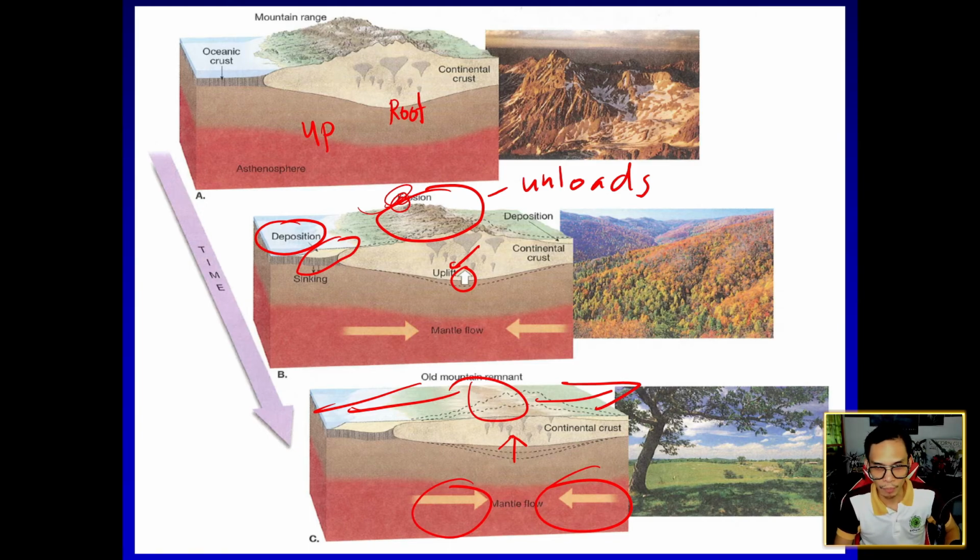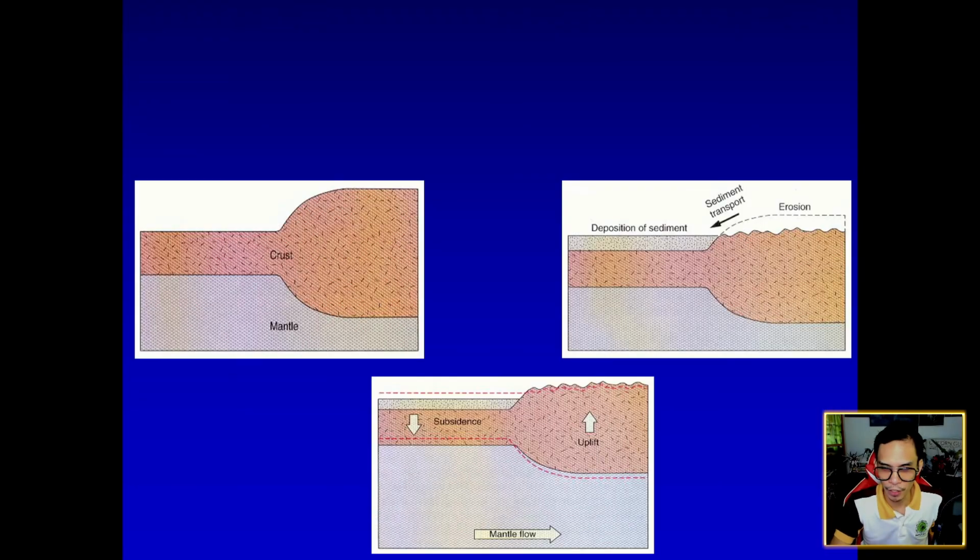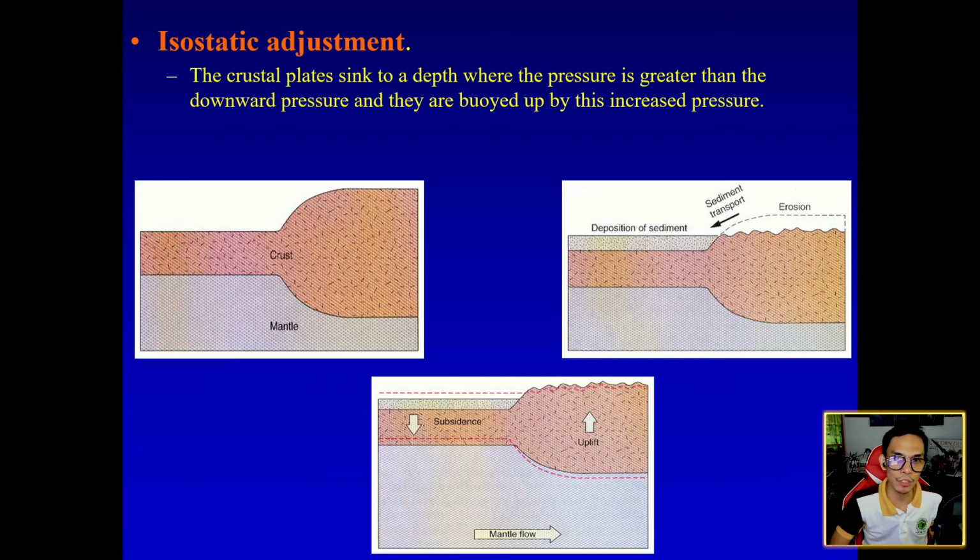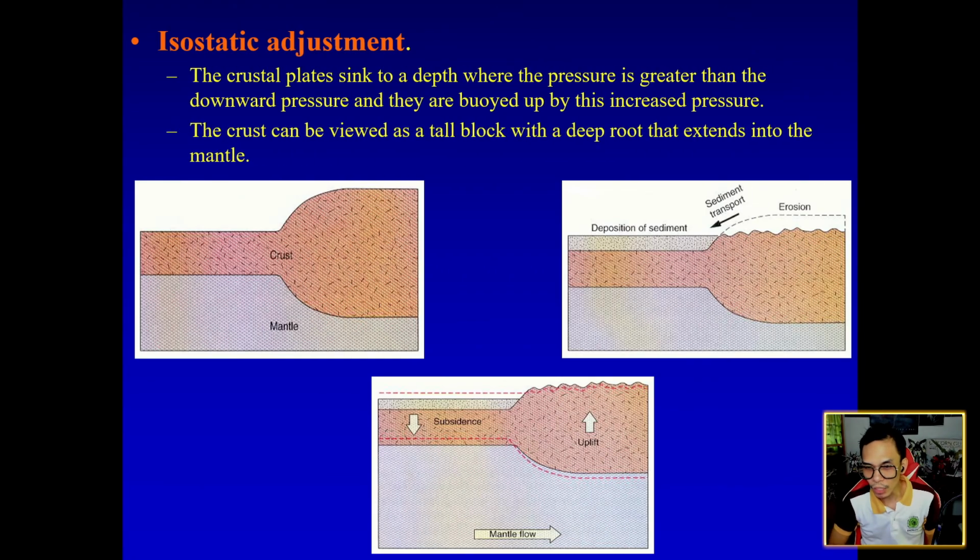Is it possible to have that one? Yes, it is possible. Okay, from mountains to plains. So that is possible, but it will take a longer time for it to happen. Okay? So that is your process, and we called it isostatic adjustment. So it means that the mountain itself is only temporary.